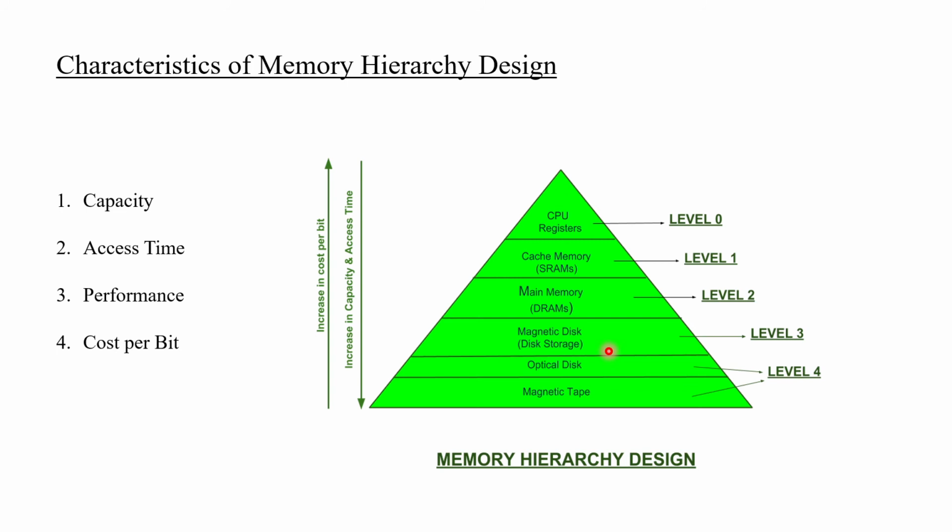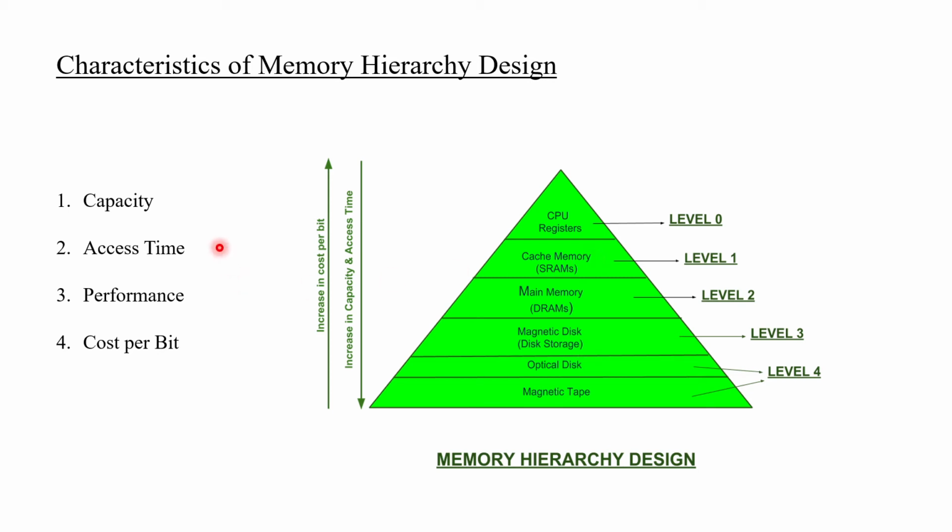Now let's check the characteristics of memory hierarchy design. The four main characteristics are capacity, access time, performance, and cost per bit. Let's check what capacity is. Capacity is the global volume of information that the memory can store. As we move from top to bottom in the hierarchy, the capacity increases. That is, secondary memory has more capacity than primary memory.